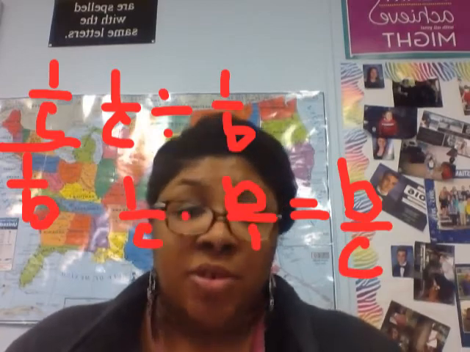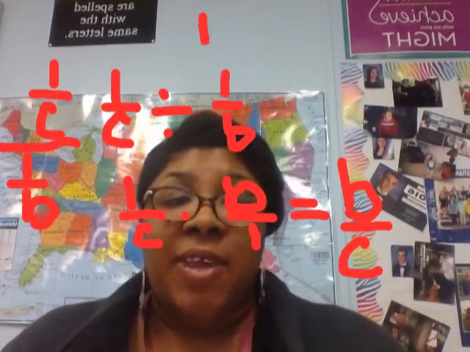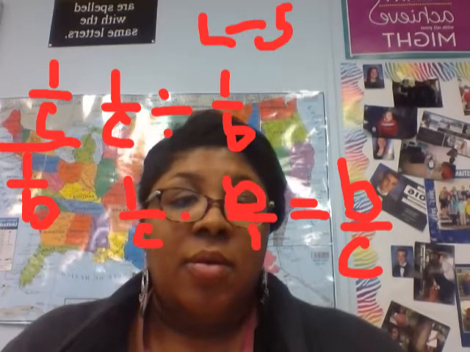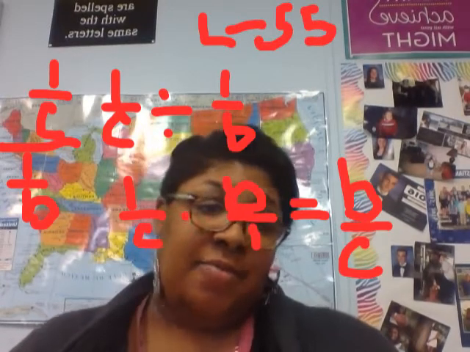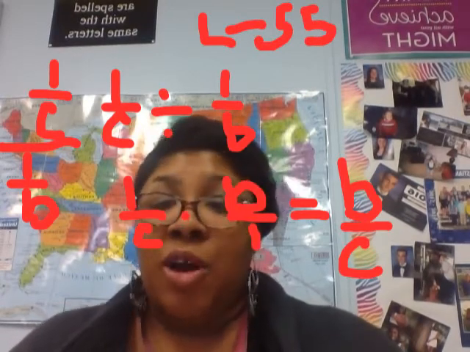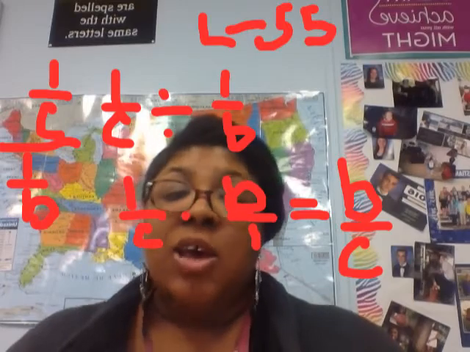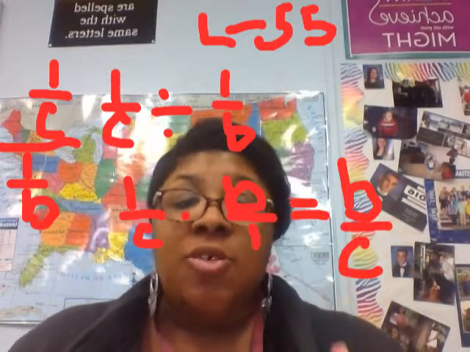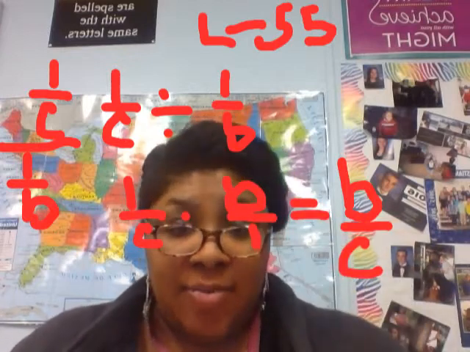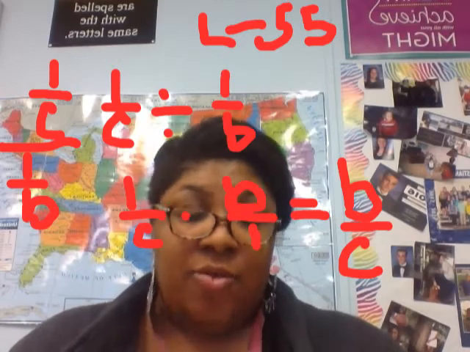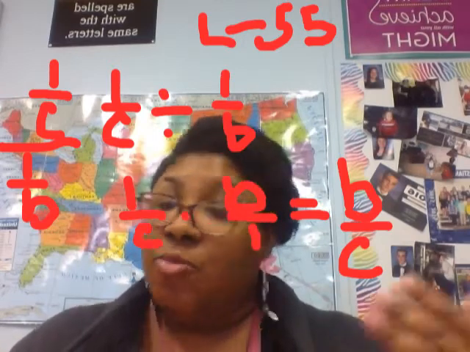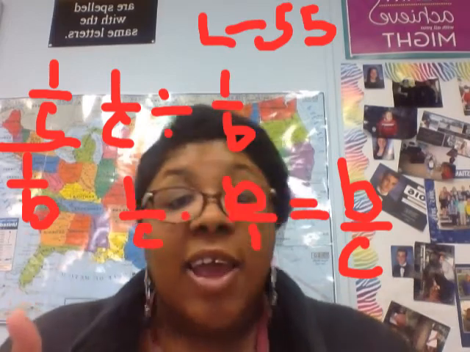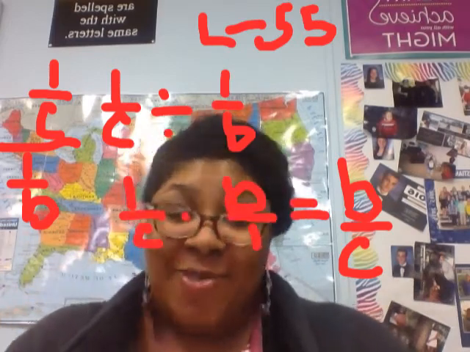These are also in your book. This is lesson 55. Okay? So it was 1 over C divided by 1 over B. So we broke it up. We made it 1 over C divided by 1 over B. So 1 over C times the reciprocal of 1 over B, which is B over 1. Your answer is B over C. Okay? Does everybody understand? I hope you do, because I can't hear you. But I hope you do.